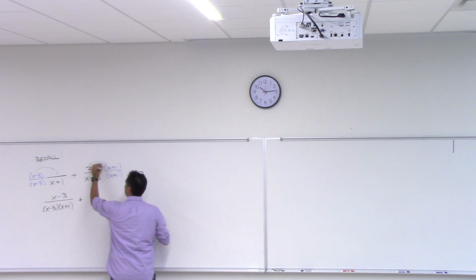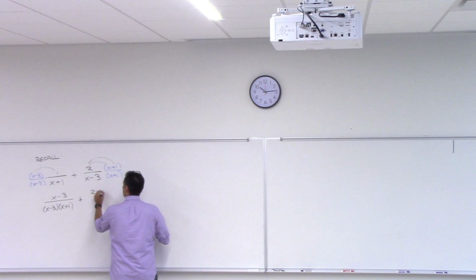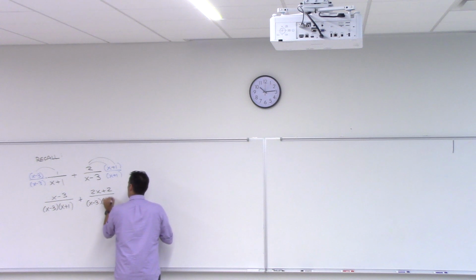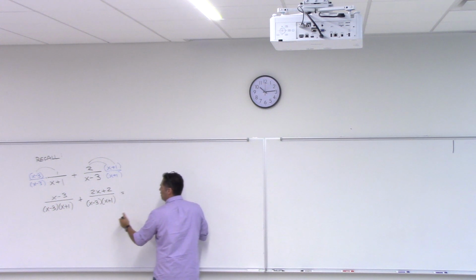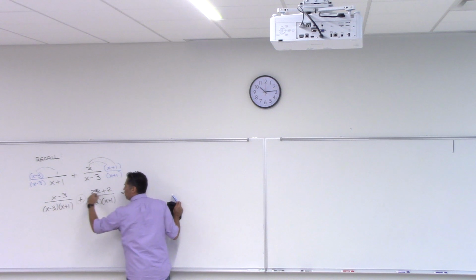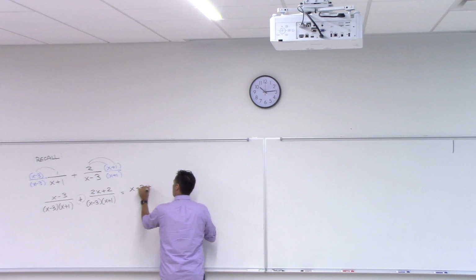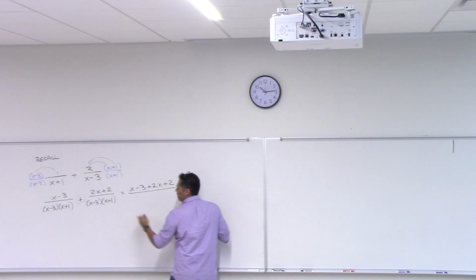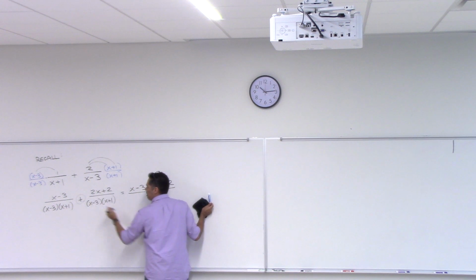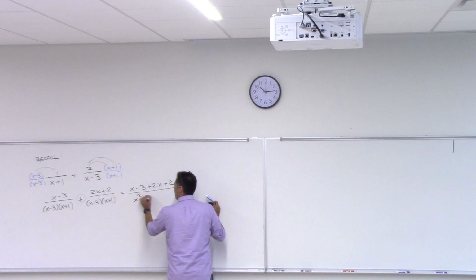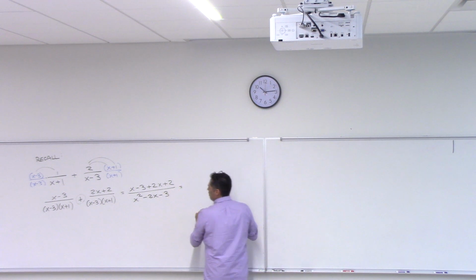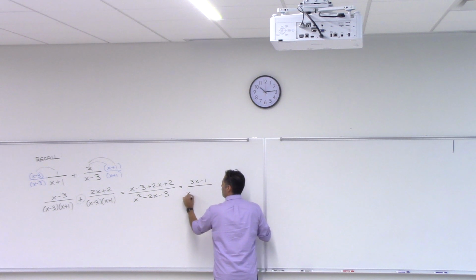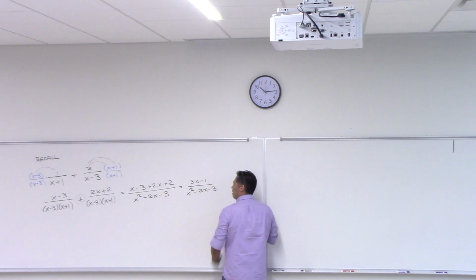Then over here, we have to distribute the 2 through to both. So we get 2x plus 2, and then over the common denominator again. Since they both have the same denominator, I can add them. When we add, we just add the numerators up. So x minus 3 plus 2x plus 2, all of this over the common denominator. Let me multiply this out now. I'm going to FOIL the common denominator out. It'd be x squared minus 2x minus 3. What's the top? 3x minus 1 over x squared minus 2x minus 3.